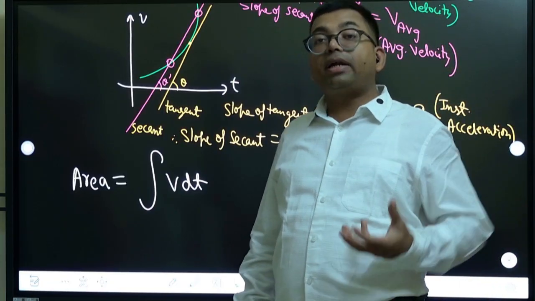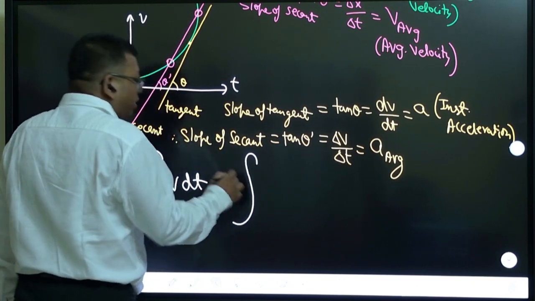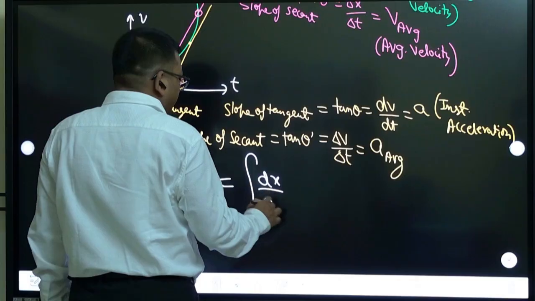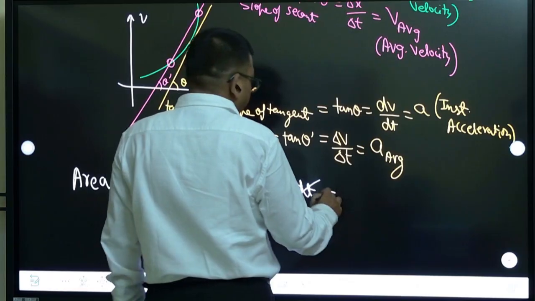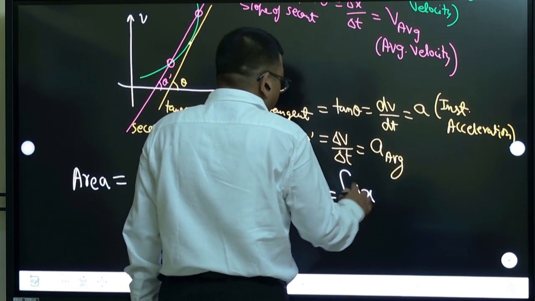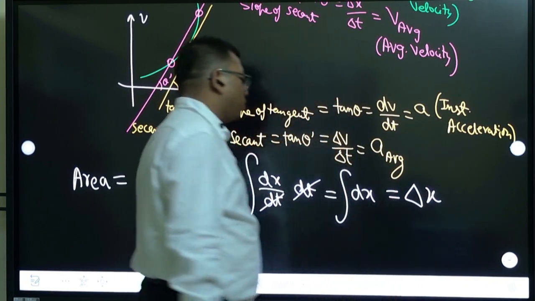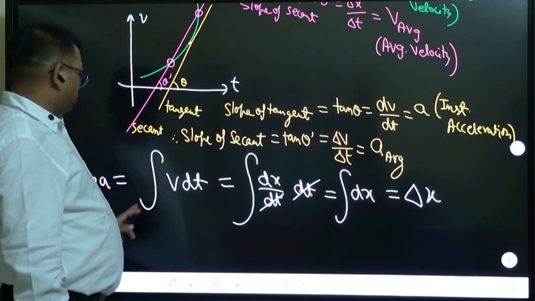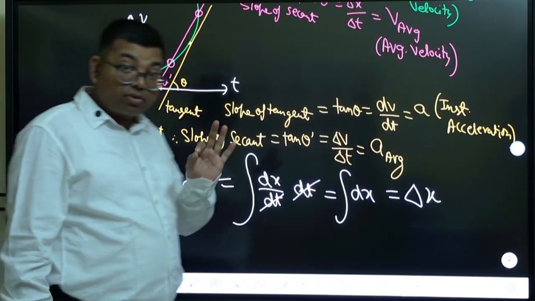What is the meaning of that area? Let us see now. Here we can say velocity is dx by dt, and this is dt. So dt will get cancelled. It is integration of dx. Integration of dx gives us total displacement delta x. So integration of velocity with respect to time gives us displacement. We have to remember that.